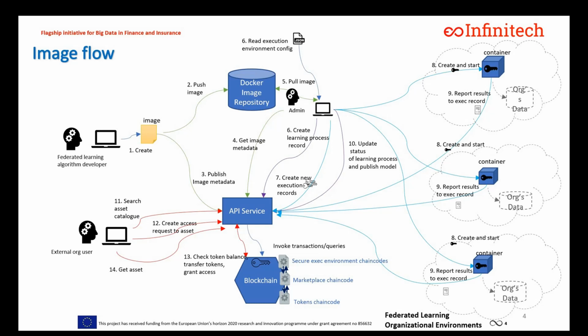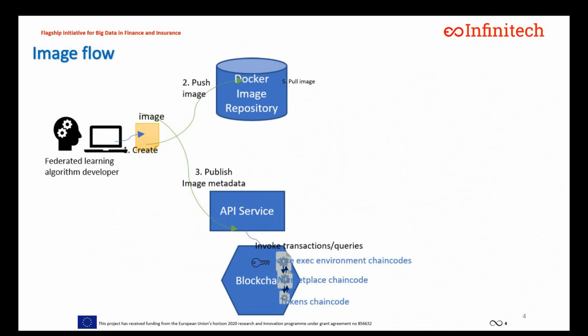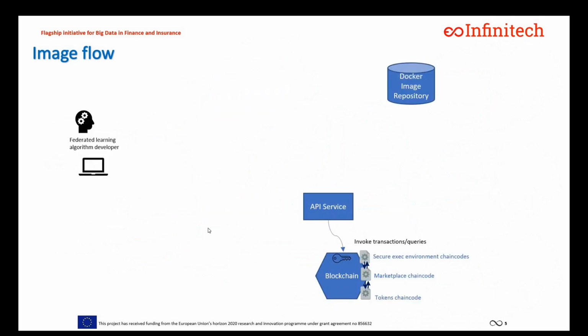The first part will focus on algorithm image creation and pushing on-chain. The fraud algorithm developer creates a Python algorithm for the federated learning, naming this algorithm federated_learning.py. The developer then creates a Dockerfile describing how to build the Docker container wrapping this algorithm. The Dockerfile includes instructions on the mandatory Python prerequisite libraries needed for the algorithm execution and the main entry point to run the Python application.